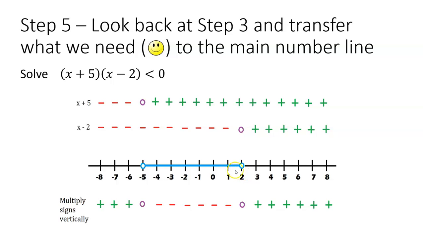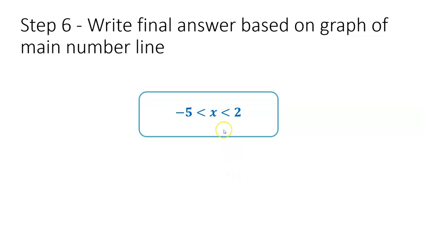And we need to write this answer algebraically. This is a conjunction sandwich. So x is between -5 and 2, which is what we noticed on the graph a couple of minutes ago when we first took a look at this.